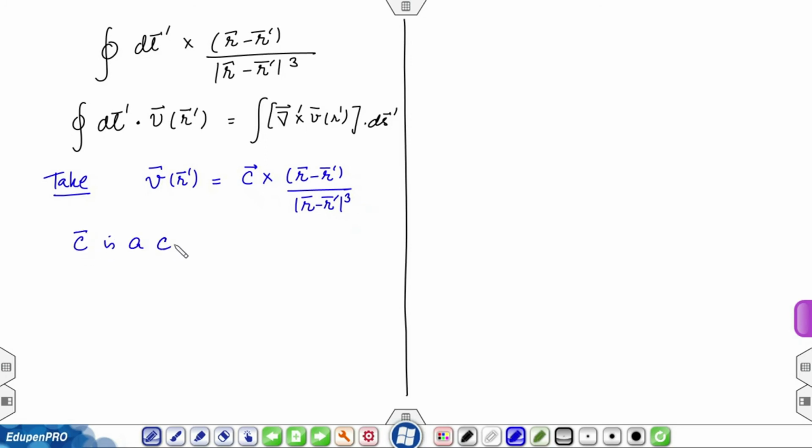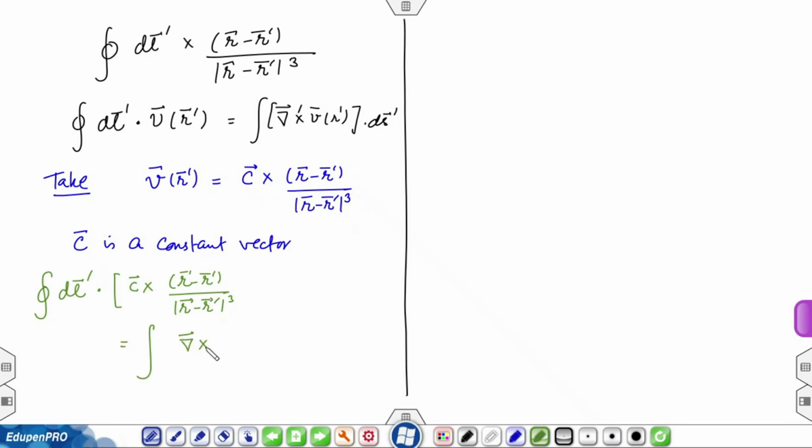Here c is a constant vector, and therefore, the integral now becomes integral of d l prime dot c cross r minus r prime over r minus r prime cubed is equal to integral curl of c cross r minus r prime over r minus r prime cubed with respect to primed variable dot d s prime.